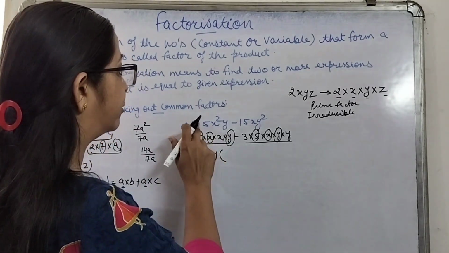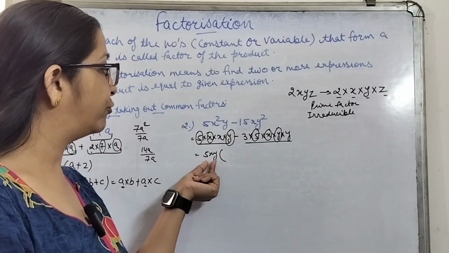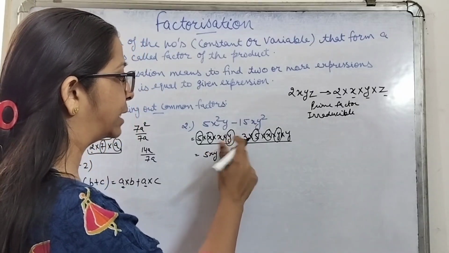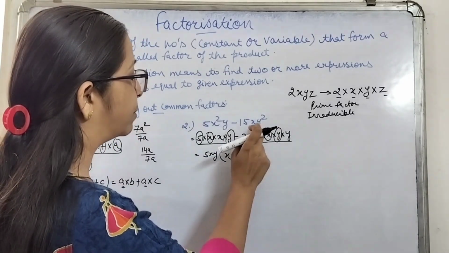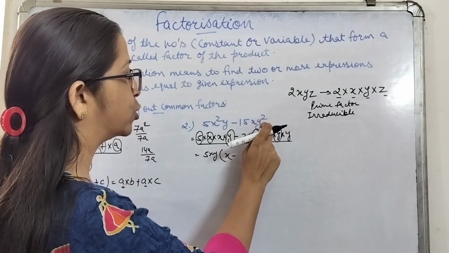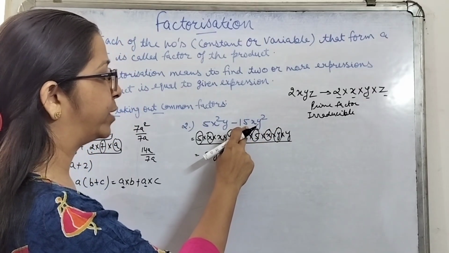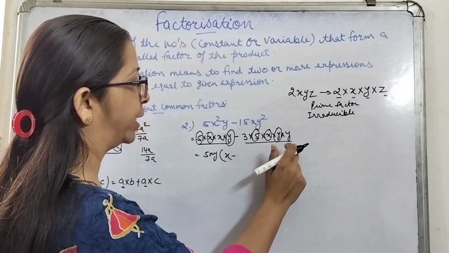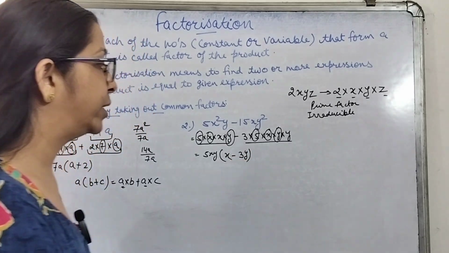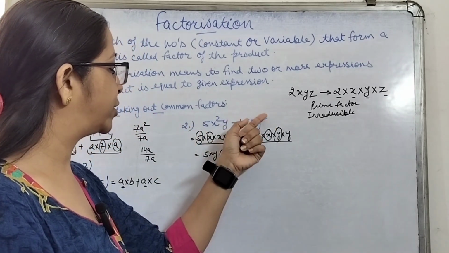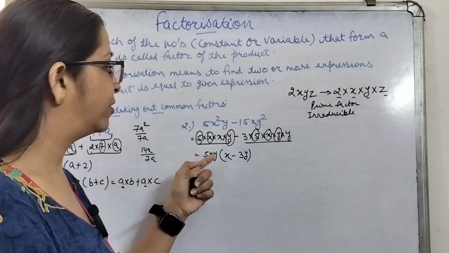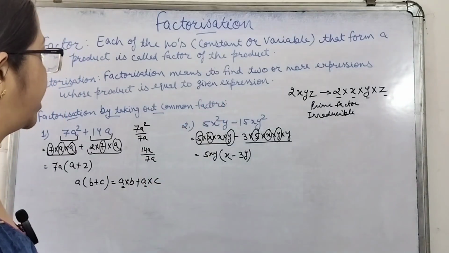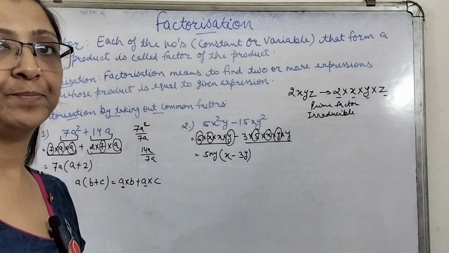Now if we divide the first term, 5x square y, by 5xy, what is remaining? x is the remaining part, so we will write x over here. The minus sign is here, so we will take the minus sign. And what is remaining in the second term? If we divide 15xy square by 5xy, we will get 3 multiplied by y. So 3y will remain. So we will write this algebraic expression as the product of 5xy and x minus 3y. So this is how we can factorize any given expression by taking out common factors.